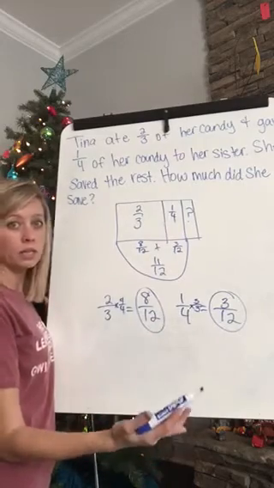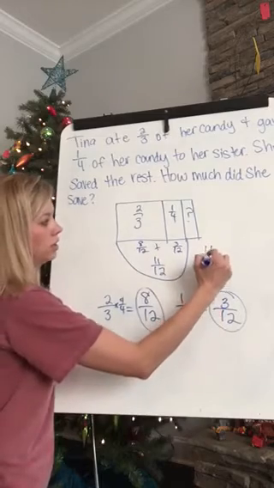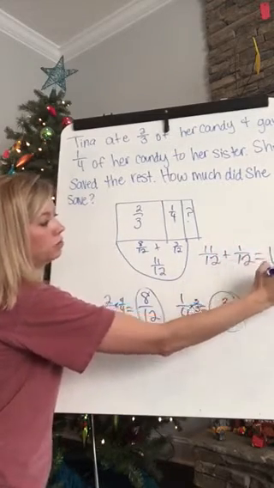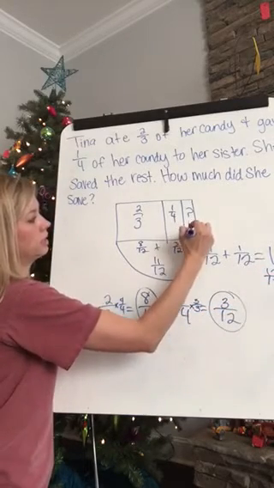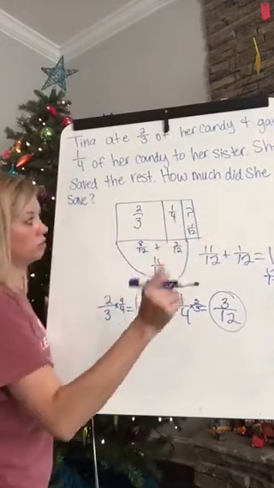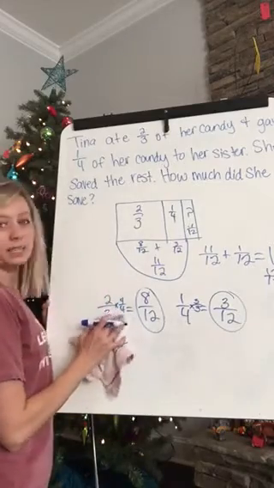Well, obviously, I can look at that very simply and tell how much more I need to get to a whole. 11/12 plus 1/12 equals my whole, because a whole is 12/12. So she needs 11/12. I mean, not 11/12, sorry. 1/12. Alright, so now, let's look at subtracting it.